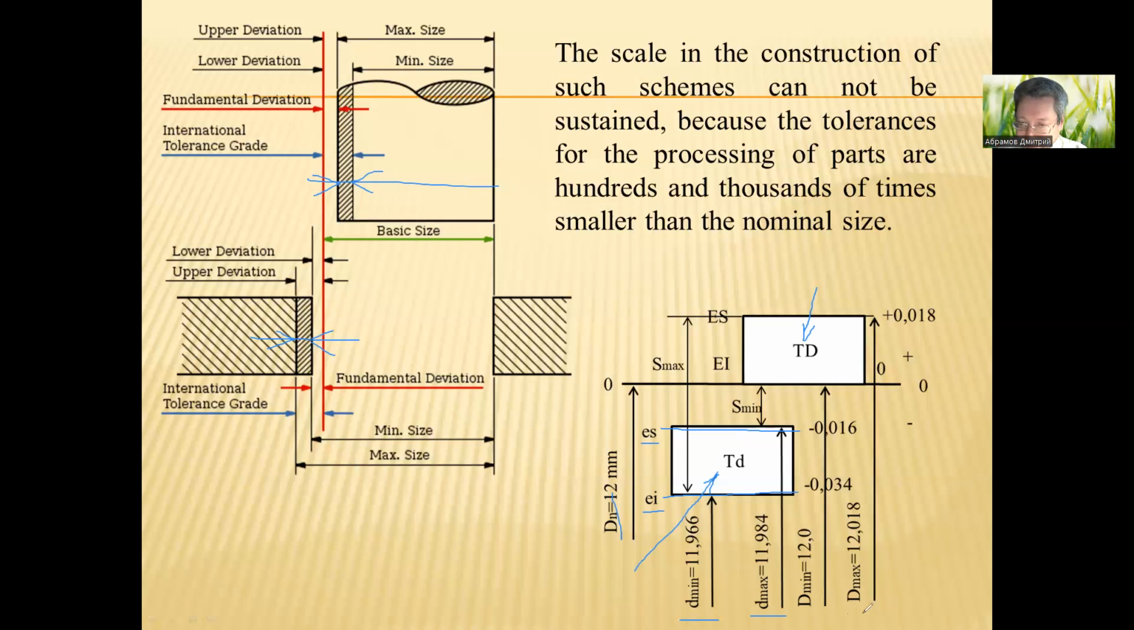Maximum hole size, D maximum, and minimum hole size, D minimum. Between these two lines there is the tolerance field of the hole. And we have the upper limit deviation of the hole and the lower limit deviation of the hole. And you can see maximum clearance and minimum clearance in this connection of the hole and shaft.